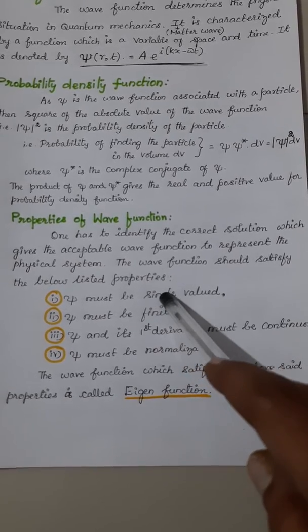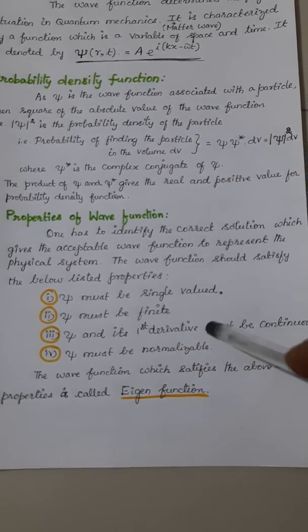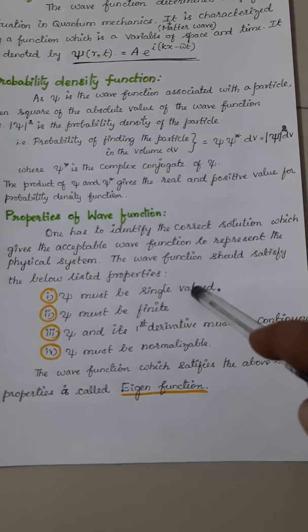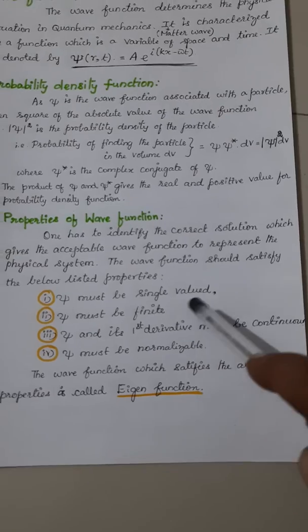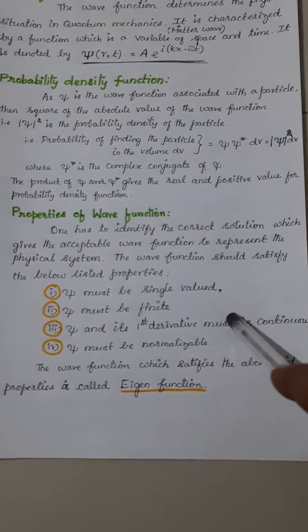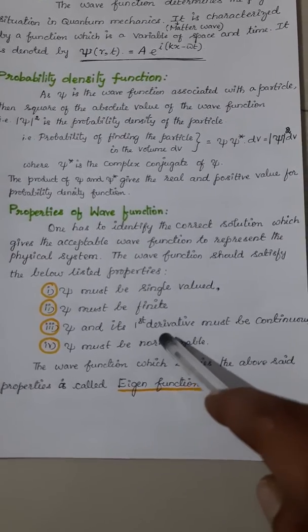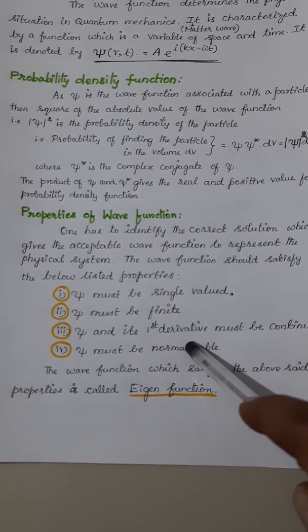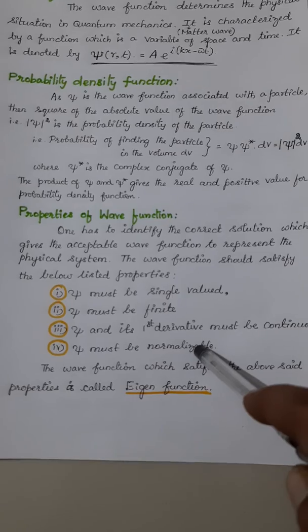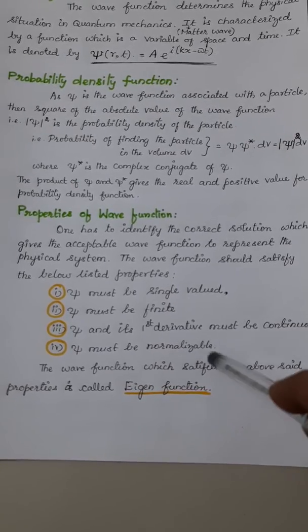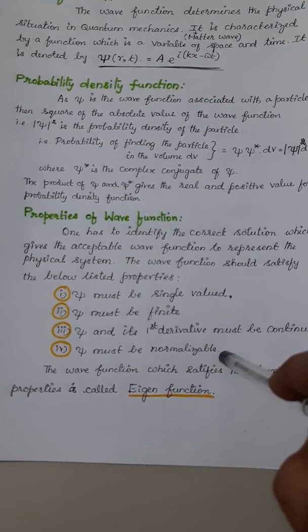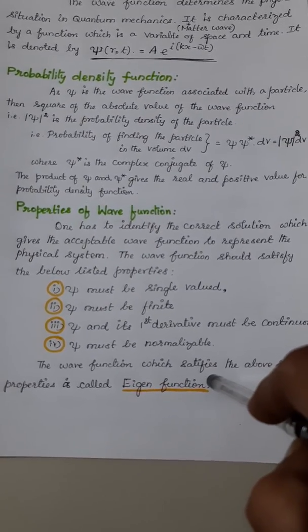First, the wave function must be finite in nature, and next, it must be single valued. The wave function and its first derivative must be continuous in nature, and the fourth important one is that the wave function must be normalizable. So if the wave function satisfies all these properties, then we can call it the eigen wave function.